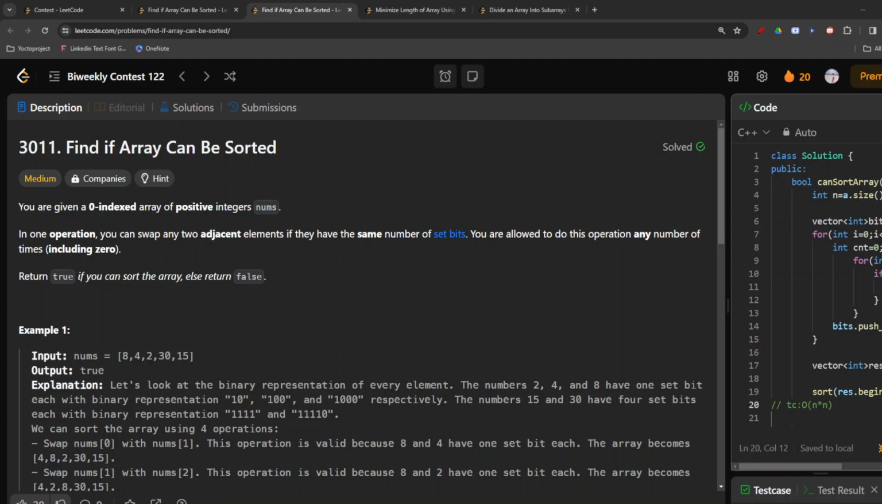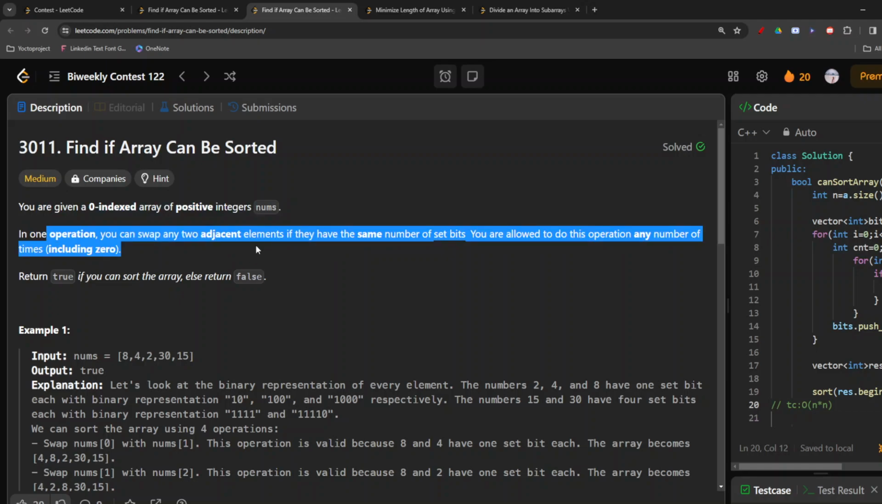You are given a zero-indexed array of positive integers nums. In one operation, you can swap any two adjacent elements if they have the same number of set bits, and you are allowed to do this operation any number of times, including zero. We are required to return true if you can sort the array, else return false.